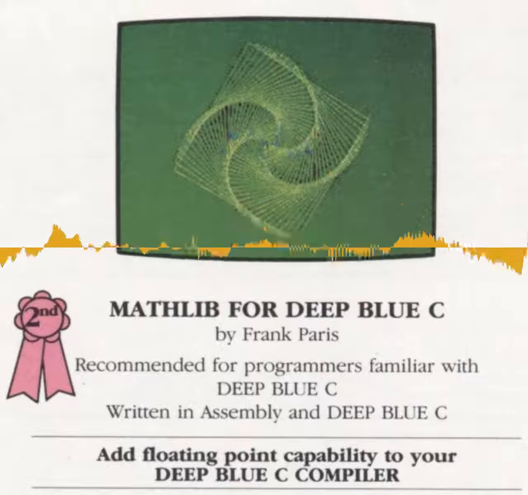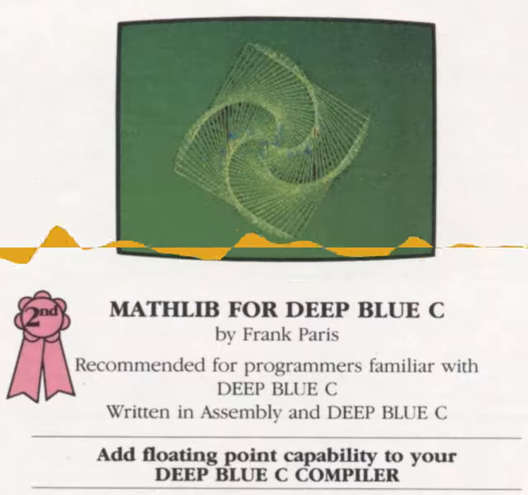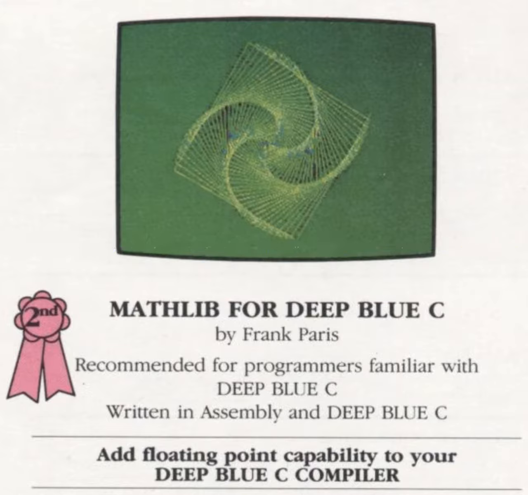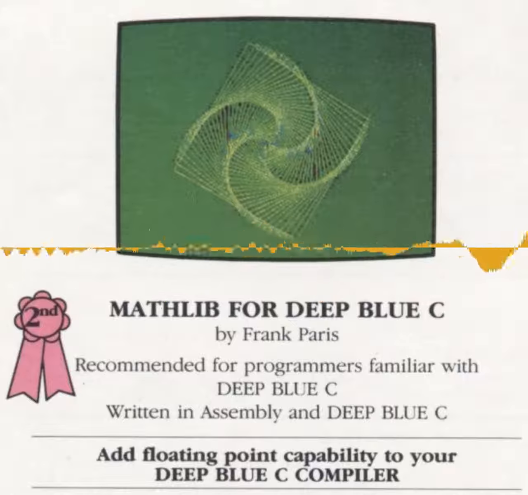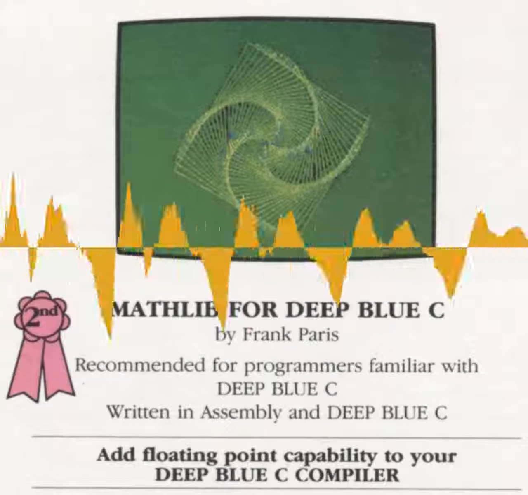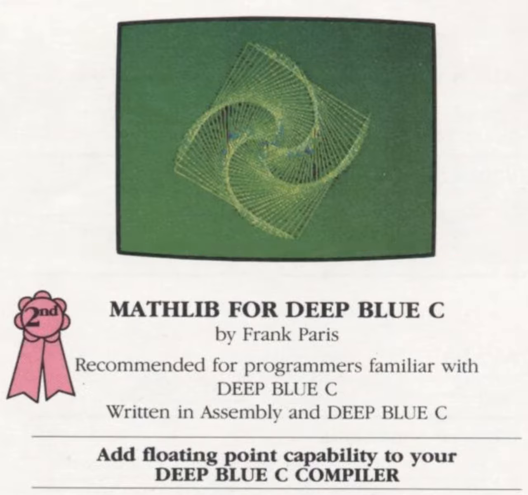Order information: it was available on diskette only, which required 48K of RAM, was $17.95, and was APX catalog number 20231. You can contact Frank at frankparis@comcast.net. He's interested in hearing from people who used Mathlib. This interview took place on May 27th, 2016.